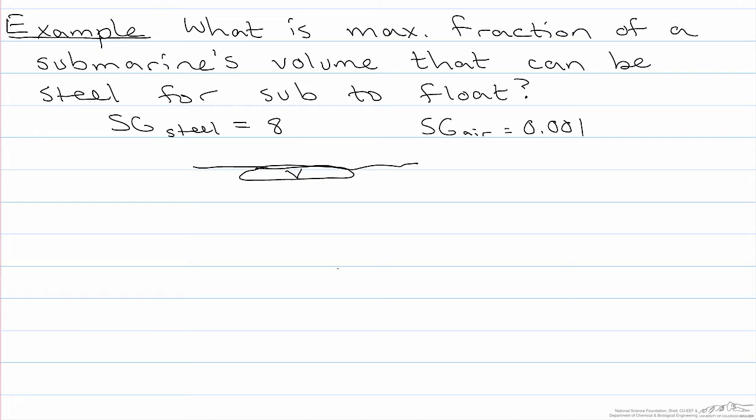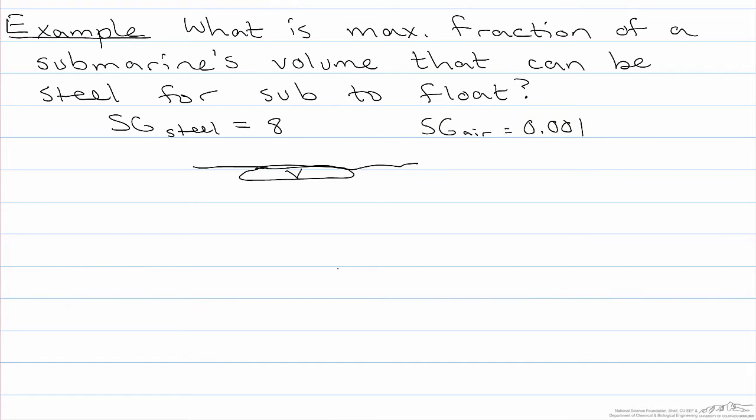In this problem, we're going to look at what the maximum fraction of a submarine's volume can be steel in order for the sub to still float. The assumption is that the specific gravity of the water is 1, because its density is that of water, and the specific gravity of steel is 8, and the specific gravity of air is about 0.001, because air is about 1,000th the density of water.